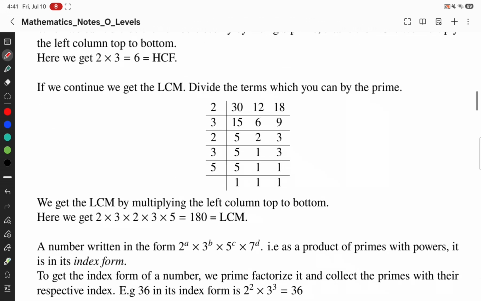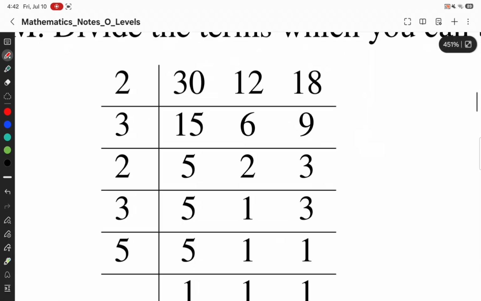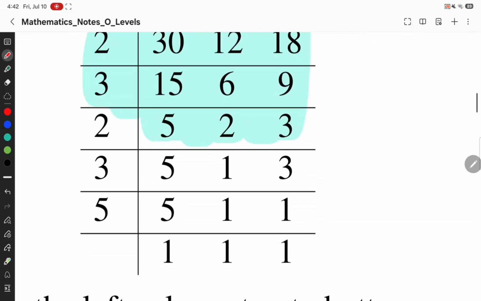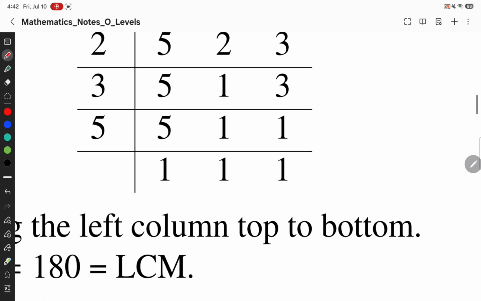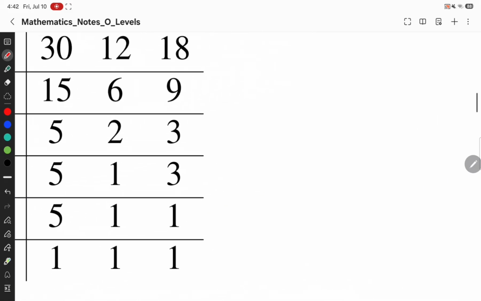If we continue, we get the LCM. Divide the terms by the prime wherever you can. Example, here this part was the HCF. This remaining here is the LCM. Here we choose 2 because we can at least divide this by 2. So you go with this 3. The 3 is the lowest prime we can divide by. So we go here, and 5, we divide by 5, we get 1, 1, 1. Why 1? 1 is not a prime.